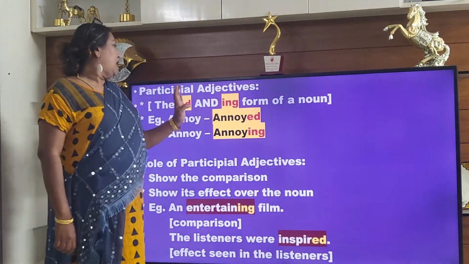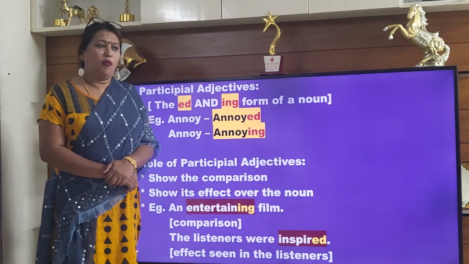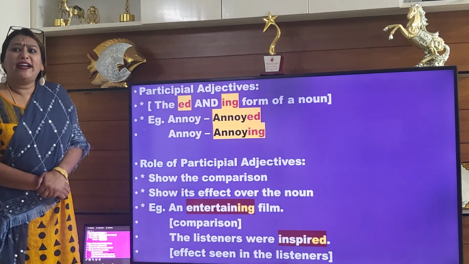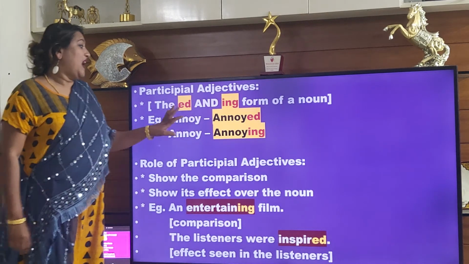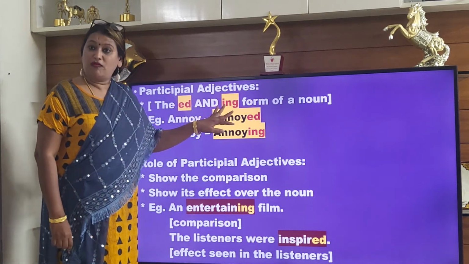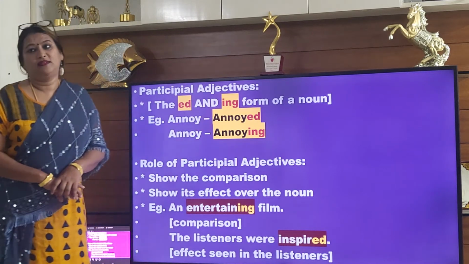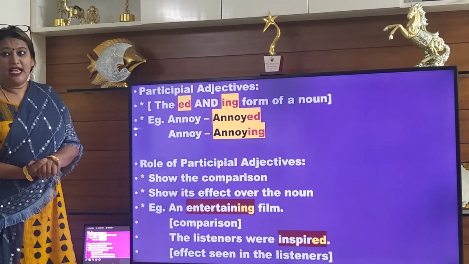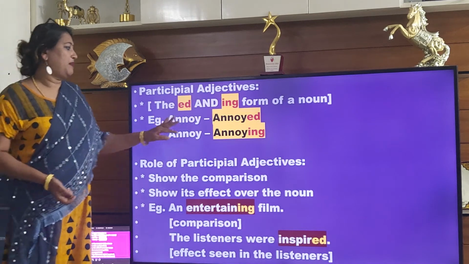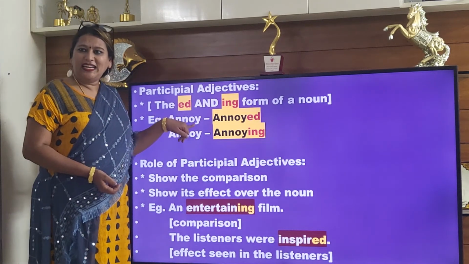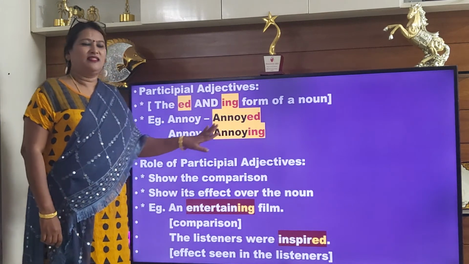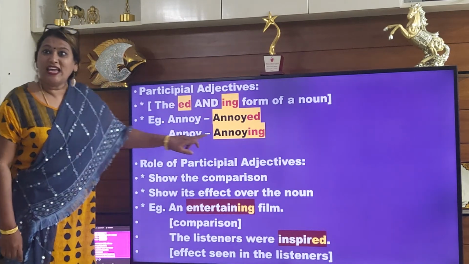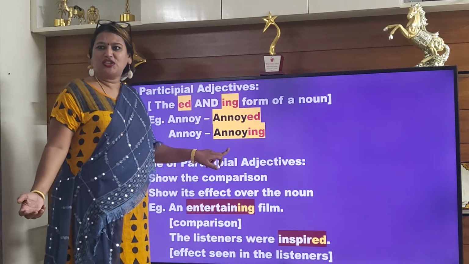Participial adjectives. What are they? How do you identify them? The words that have the -ed and -ing forms are called participial adjectives. For example, the word is annoy. You add -ed, and it becomes a participial adjective. Annoy, you add -ing, it becomes a participial adjective.